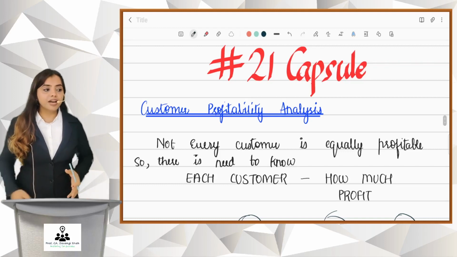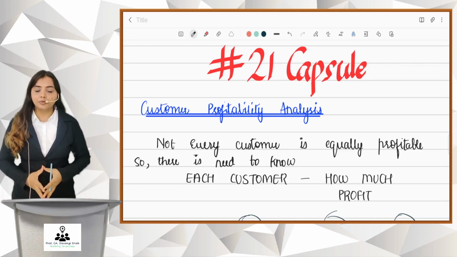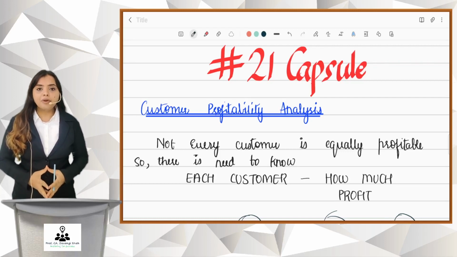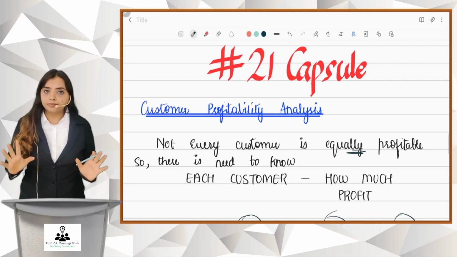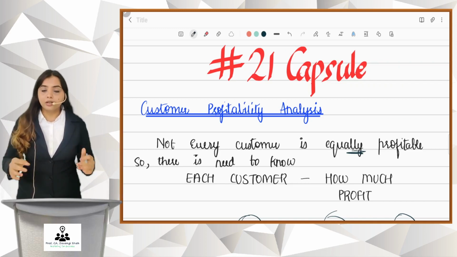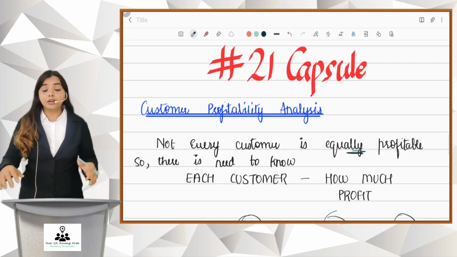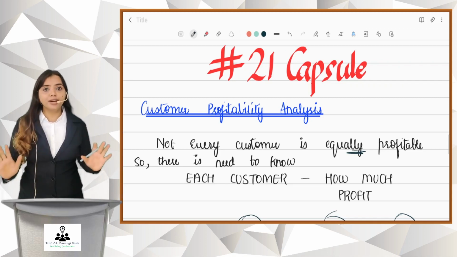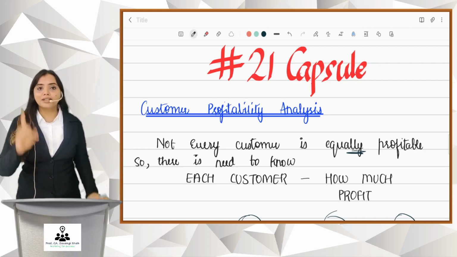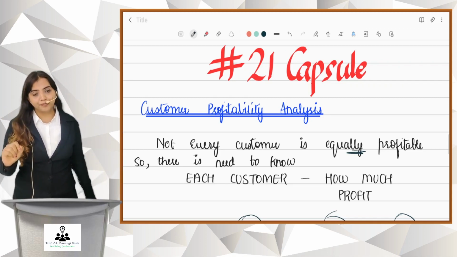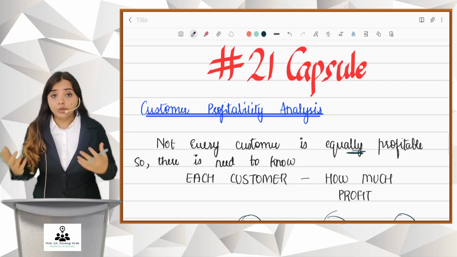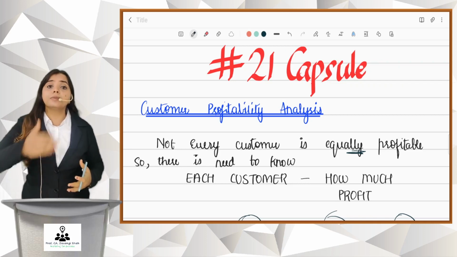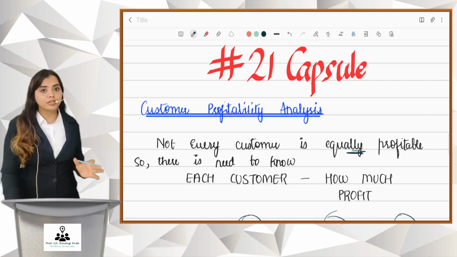Capsule number 21, friends, is customer profitability analysis. Remember, friends, not every customer is equally profitable, right? Every customer, though we sell the same product, though we sell the same number of products, does not give you the same profit. Then I need to know exactly how much profit each customer is giving. I want to know this.